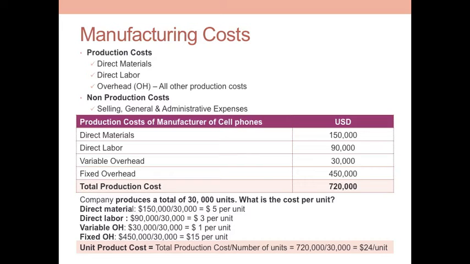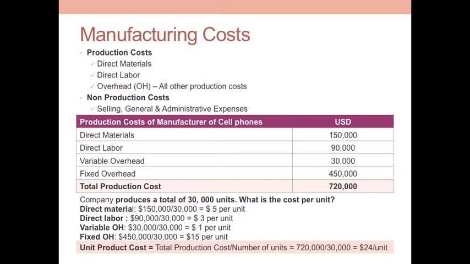So what is the cost of producing one cell phone? It is $720,000 divided by 30,000 or $24 for producing one cell phone. So we say its total production cost per unit is $24 per unit. Now, if we take a look at the raw material cost or direct material cost specifically, it's $150,000 for producing all the 30,000 cell phones. So what is the direct material cost per unit? It is $150,000 divided by 30,000 or $5 per unit.